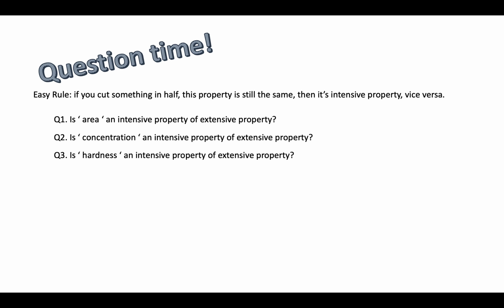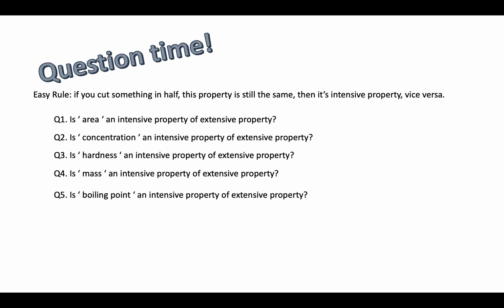And what about hardness? You have a piece of rock, it's pretty hard, right? If you just cut it in half, the half of it is still super hard. It's basically just as hard as it used to be. So this property is the same, so it's an intensive property. What about mass? We talked about this before. Mass and weight are all related to how much of this you have, so it's an extensive property. And what about boiling point? Similar to melting point, it's really just related to the substance you're talking about. So that's an intensive property of this matter.